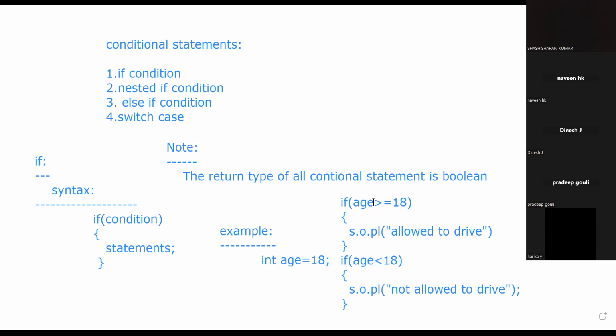If this age is greater than 18, whatever age the user has entered, then what? It will return a true value, it will go inside the if condition, and this will be executed. If this condition fails, it will come here and check one more condition. If it is not greater than 18, it will check is it less than 18. If it is less than 18, it will return true, come here and execute.